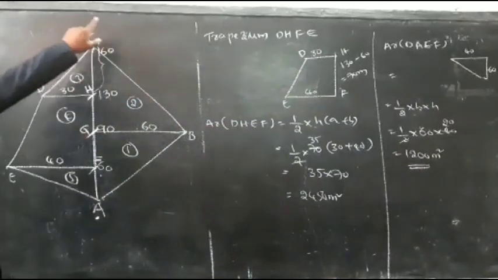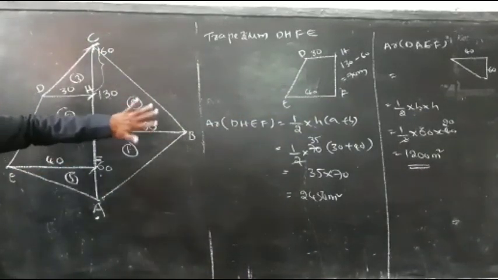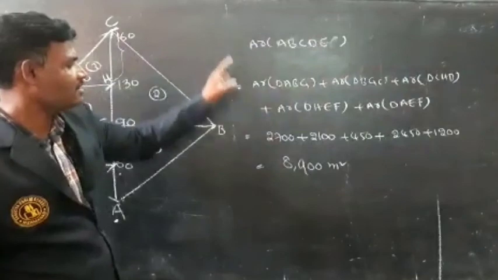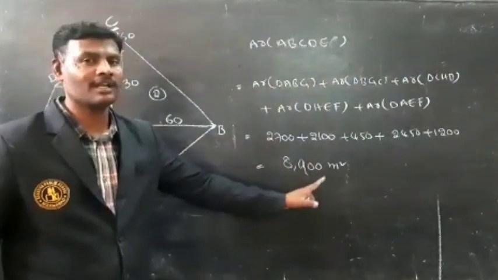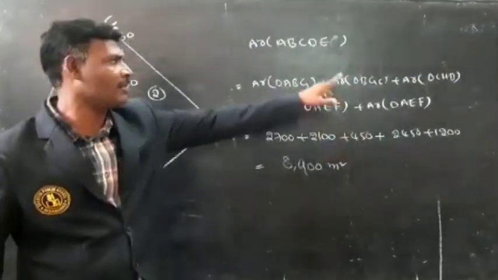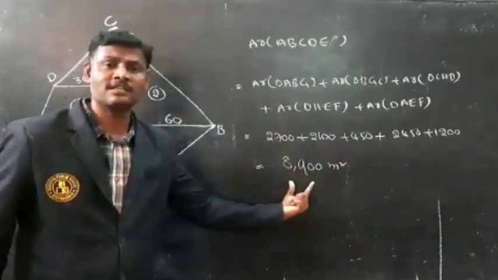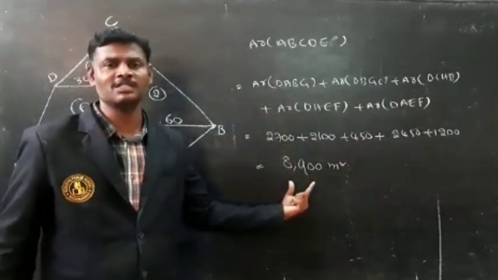Now to find the area of the field, we have to add the areas of all the figures. So the area of the given field is 8900 meters square. By adding all the areas, the final answer is 8900 meters square.